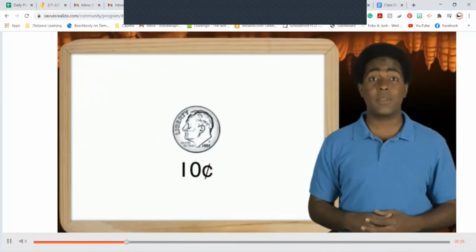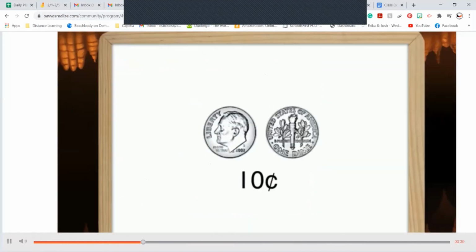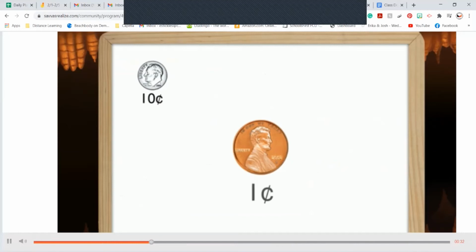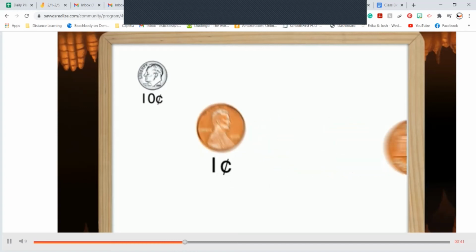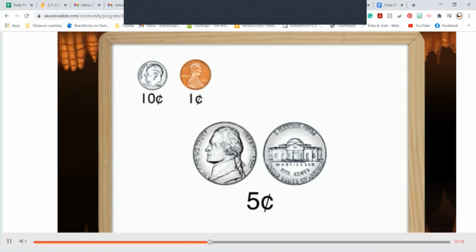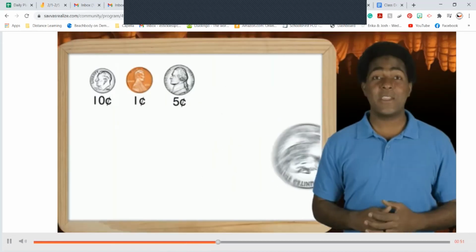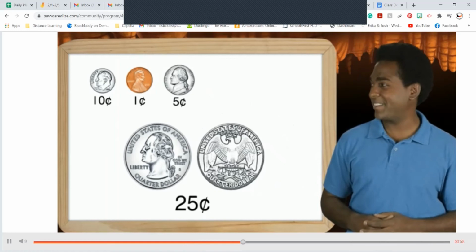Here's what heads of a dime looks like. And here's tails. A penny is slightly bigger than a dime, but is worth less. It's brown looking and worth 1 cent. Here's heads and tails for a penny. A nickel is bigger than a penny and is worth 5 cents. Notice the heads and the tails. Here's a quarter. It's worth 25 cents and it's pretty big. And here's its heads and tails.